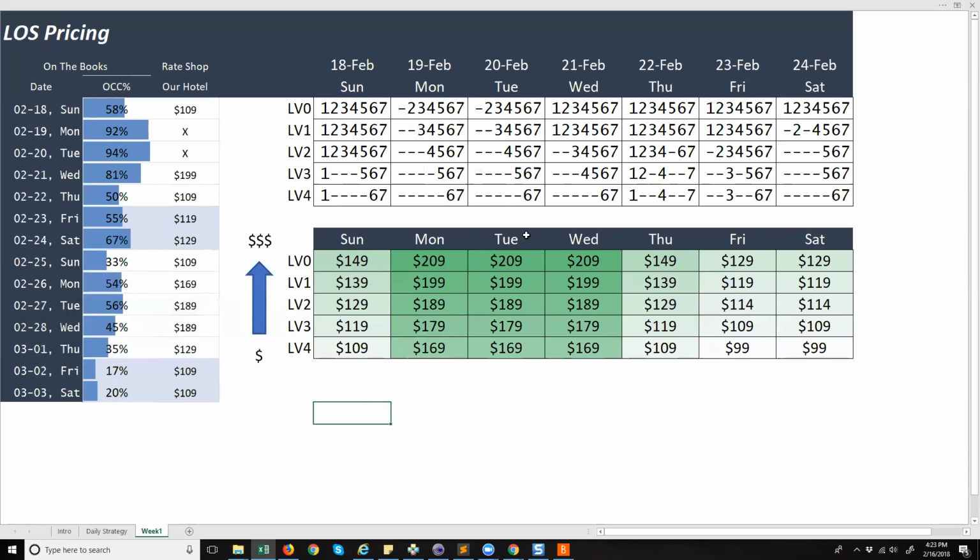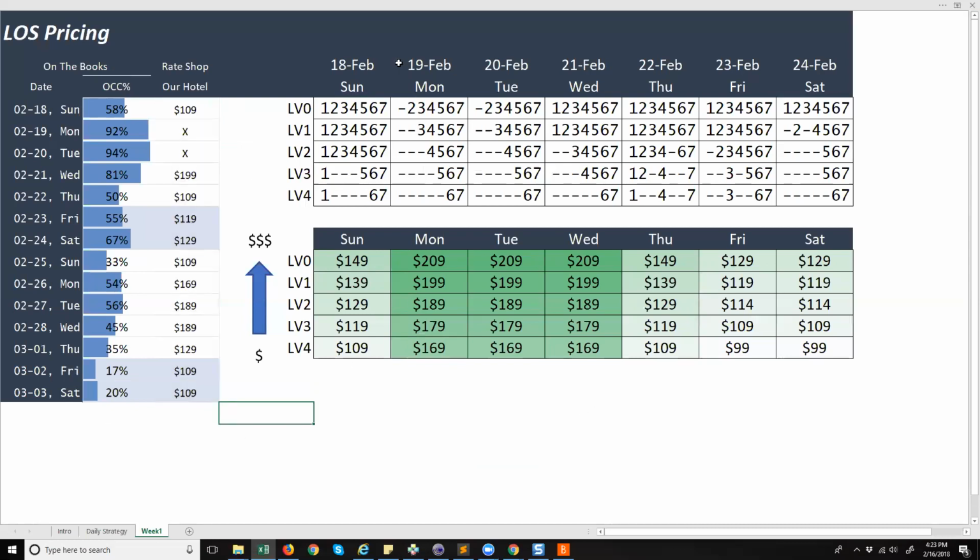So let me just walk you guys through a couple of examples, and I'll show you what the reasoning is and how it flows through to the rate shop, and just what the reasoning is in general for why we're doing this. So you'll notice on the rate shop that we have X's on this Monday and Tuesday, next Monday, Tuesday on the 19th and 20th. That signals that there is no one night availability, because this rate shop here is just a real generic one night. It's just looking for one night availability.